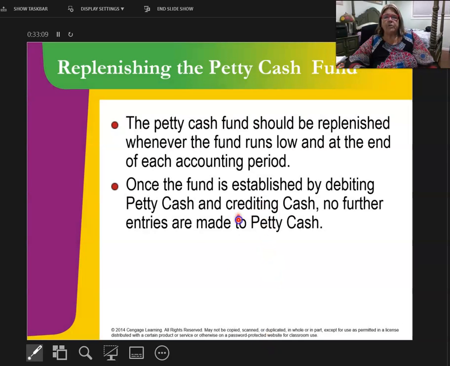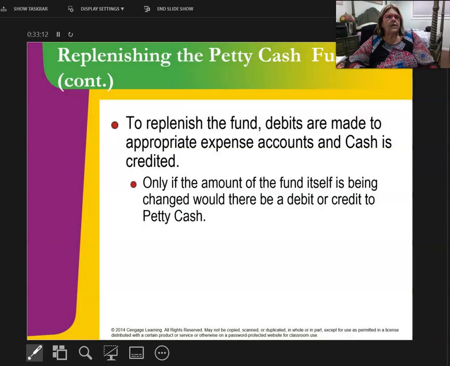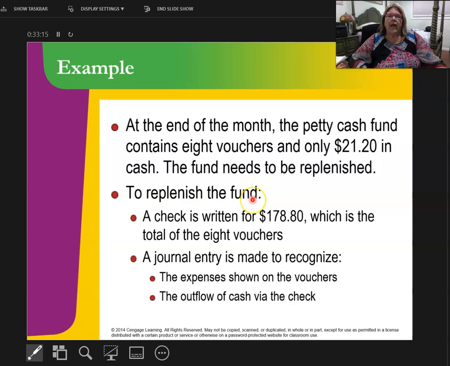I already talked about this. You don't touch petty cash once you establish it. So let's move on. Here we go. At the end of the month, so I put 200 away. At the end of the month, I had 8 vouchers and only $21.20 in cash, which means if I started with 200 and this is all the cash I have left, then I should have receipts or vouchers for the difference, which is $178.80. So I'm going to write a check for the difference payable to the custodian. They're going to go down and cash it and bring back the money. In the box, they're going to put this cash and add it to this cash and turn in all the receipts. And now I'm back to $200.